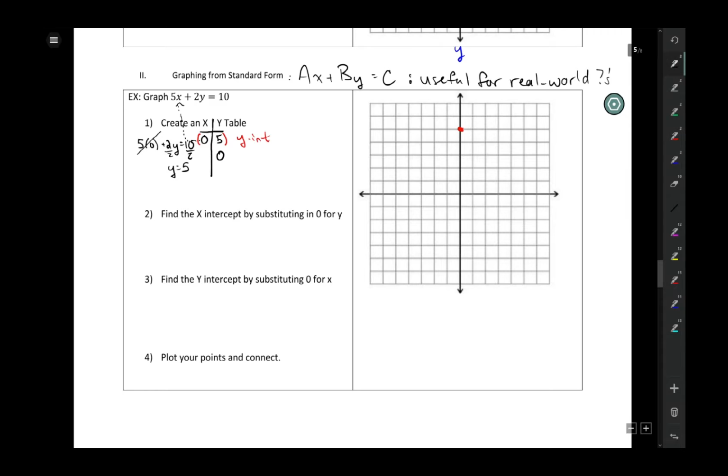Similarly, if you set up this chart, you plug in 0 now for y. So here you have 5x plus 2 times 0 equals 10. That cancels out. 5x equals 10. And you have the point, 2 equals x. That is your x-intercept.